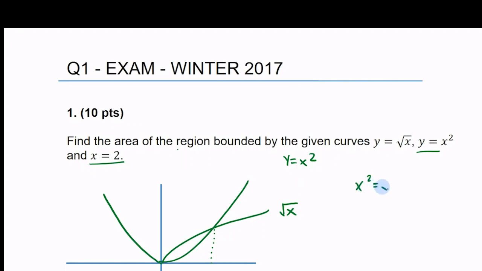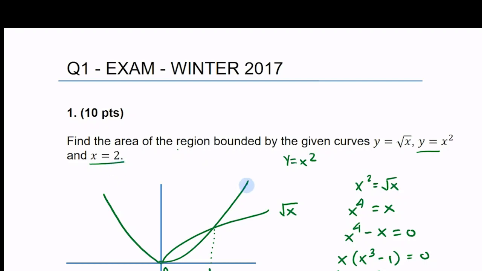So x squared must be equal to root x. If we get rid of the square root by squaring both sides, x to the 4 is equal to x. x to the 4 minus x is equal to 0, so x times (x cubed minus 1) is equal to 0. So either x is equal to 0 or x cubed minus 1 is equal to 0, which means x cubed is equal to 1. If we take the third root of 1, it's equal to 1. So we know this point of intersection must be 0. This must be x equals 1.